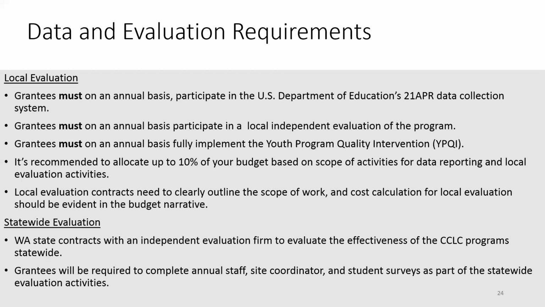It is recommended to allocate up to 10% of your budget, based on the scope of work, for data reporting and local evaluation to your local evaluator. And local evaluation contracts need to be clearly outlined, the scope of work and cost calculations for local evaluations, and that will be evident in your budget narrative.